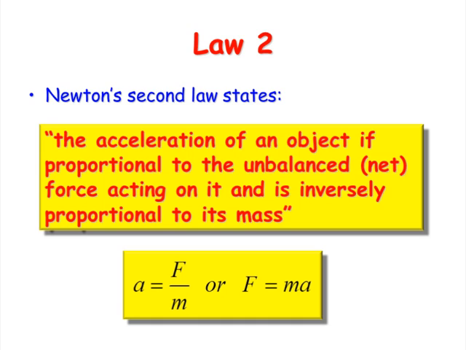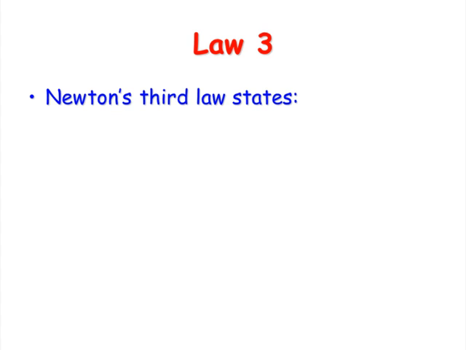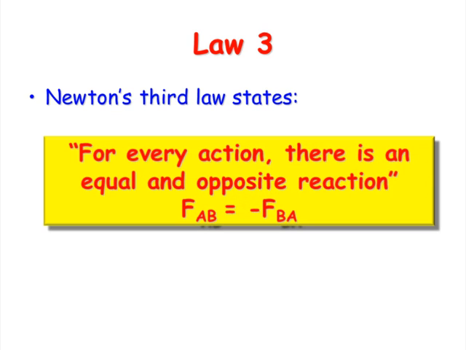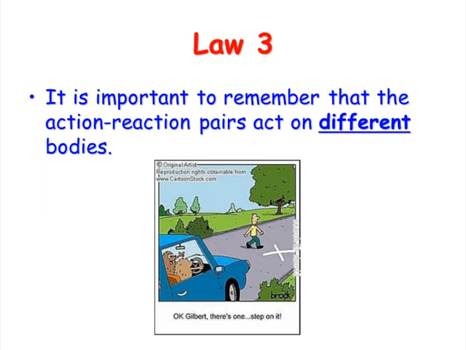Newton's third law looks at action-reaction pairs. And the most famous of his laws says for every action there is an equal and opposite reaction. So you've got force that is acting from A onto B is equal but opposite, indicated by the negative sign, of that B acting on A. It's important to remember that the action-reaction pairs are acting on different bodies.